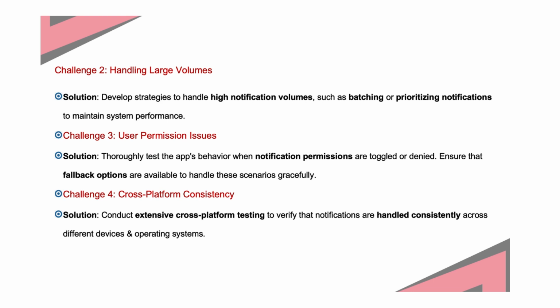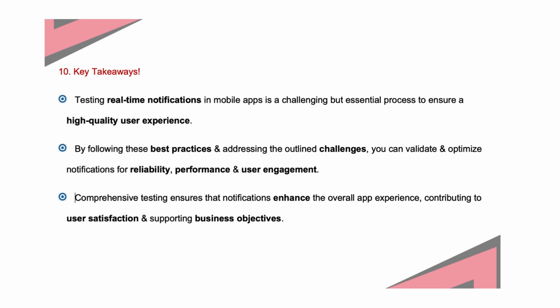10. Key takeaways. Testing real-time notifications in mobile apps is a challenging but essential process to ensure a high-quality user experience. By following these best practices and addressing the outlined challenges, you can validate and optimize notifications for reliability, performance, and user engagement. Comprehensive testing ensures that notifications enhance the overall app experience, contributing to user satisfaction and supporting business objectives.